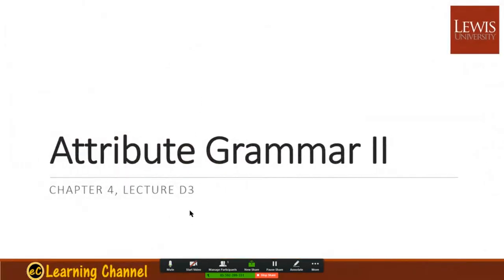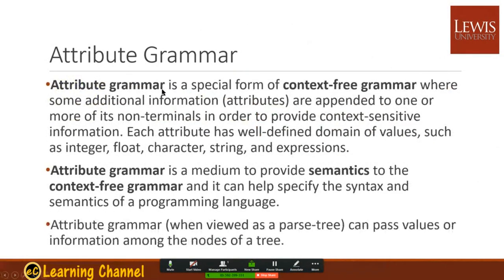Attribute grammar, number 2. An attribute grammar is a special form of context-free grammar where some additional information is appended to one or more of its non-terminals in order to provide context-sensitive information. Each attribute has a well-defined domain of values, such as integer, float, character, string, or expression. Attribute grammar is a medium to provide semantics to the context-free grammar, and it helps specify the syntax and semantics of a programming language. Attribute grammar can pass values or information among the nodes of a tree.